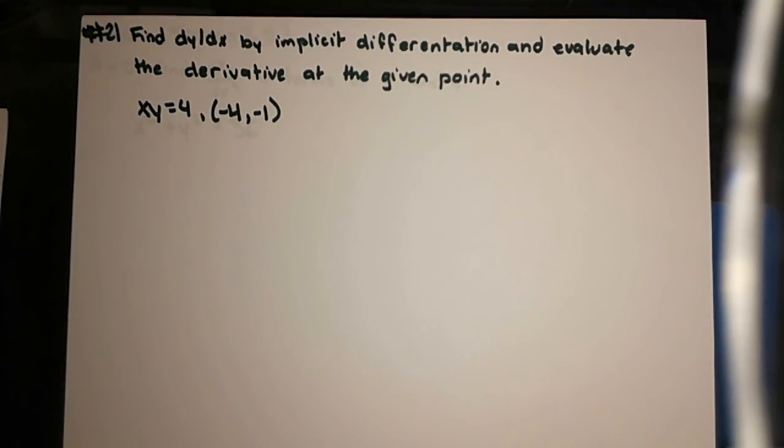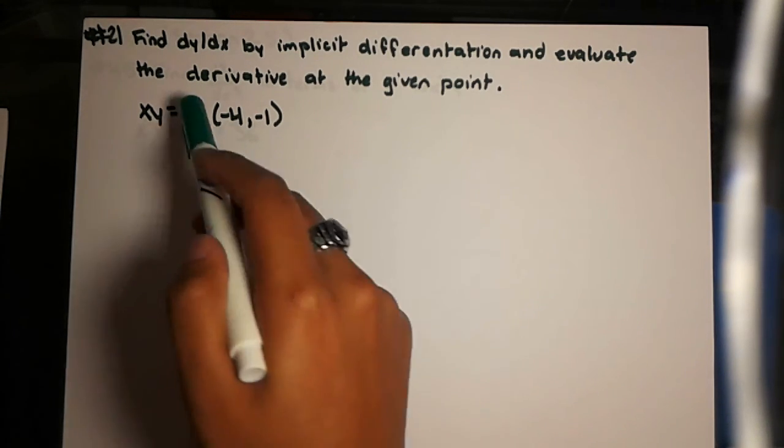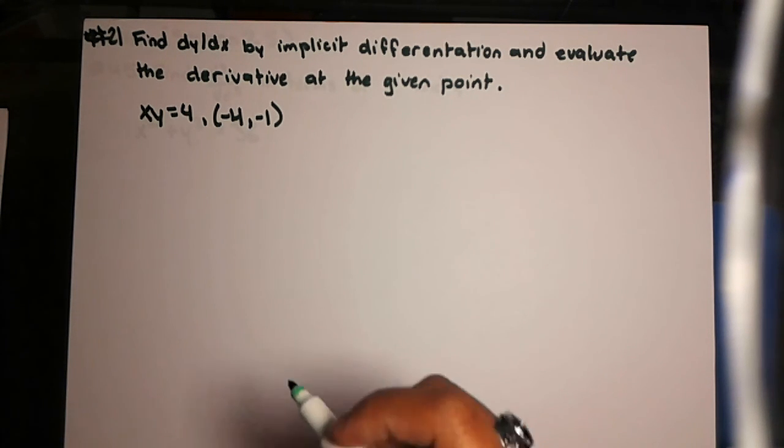So here's a question. This is from section 2.5, and the question is, find dy/dx by implicit differentiation and evaluate the derivative at the given point. This is the problem: xy equals 4 at (-4, -1).